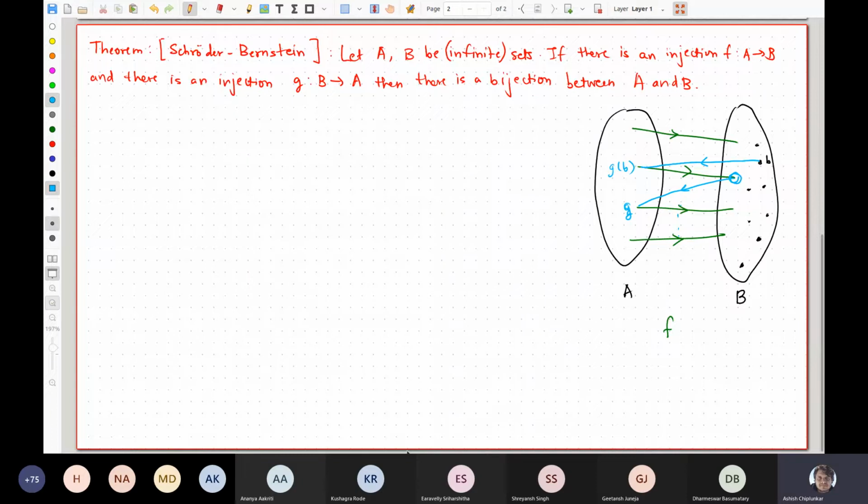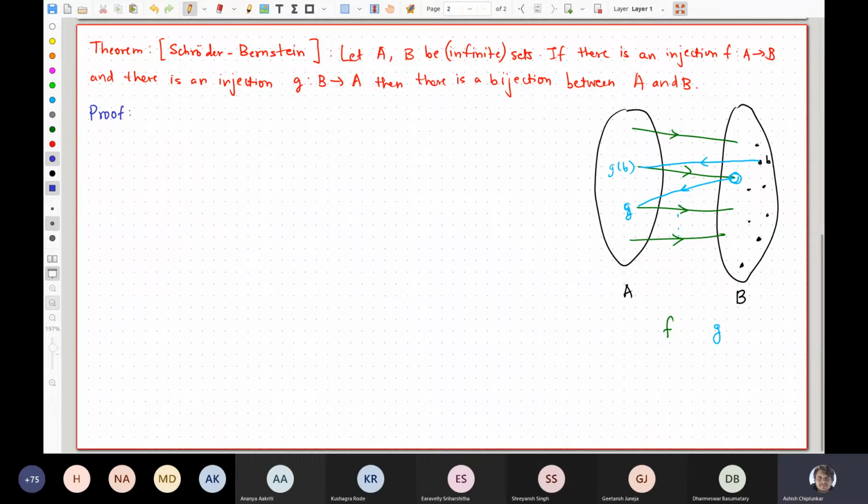You start out with F, and then everybody on the right-hand side who has a problem applies G to themselves and then pairs up with that person. Somebody else might land up in a problem, so they again apply G and pair up with that person. So that is the idea. This is the function F and this is the function G. Let us formally write down the proof.